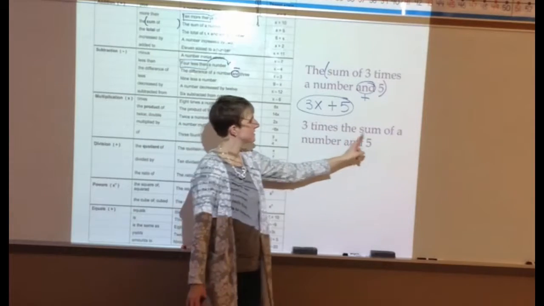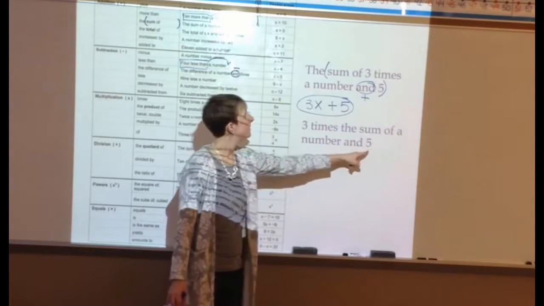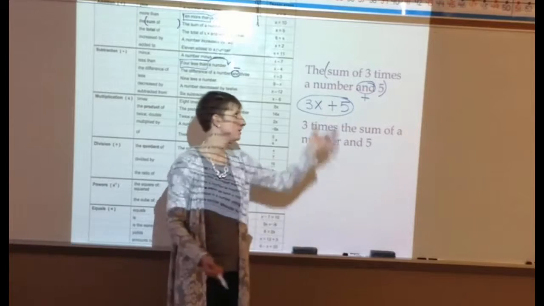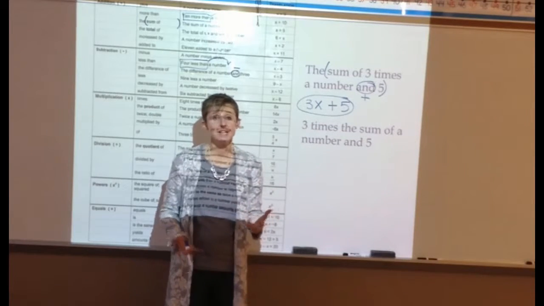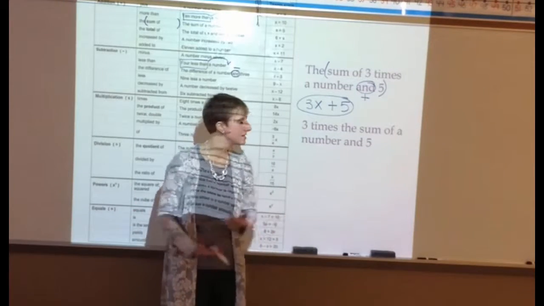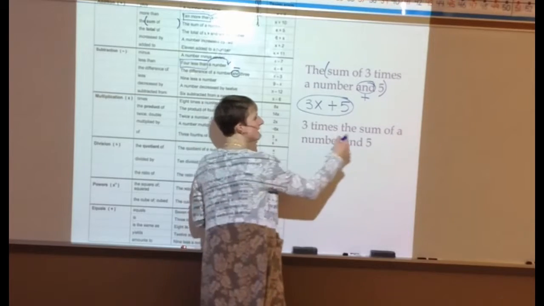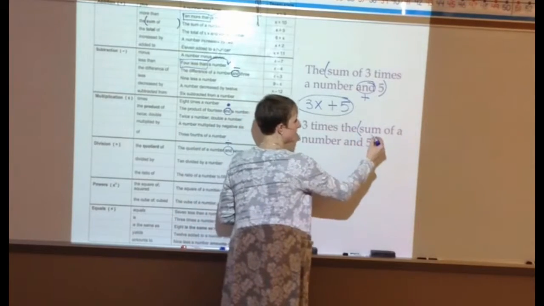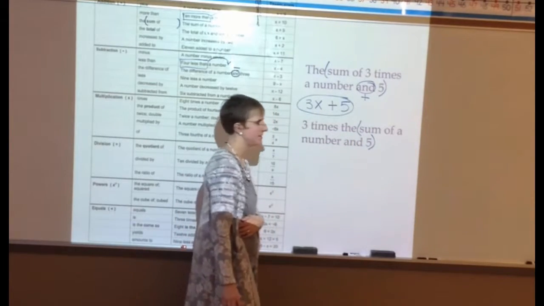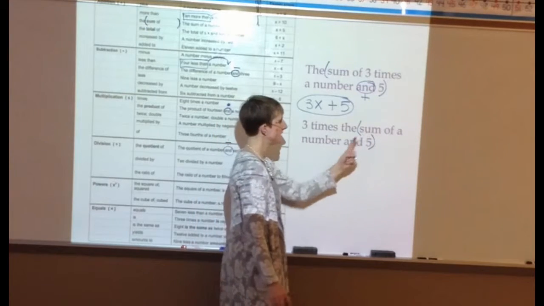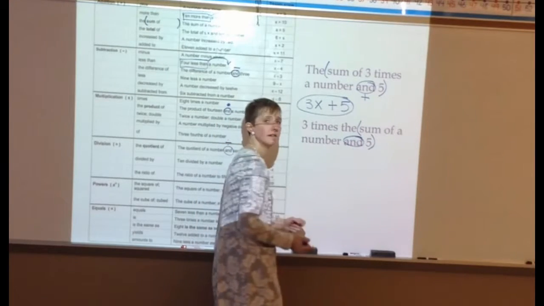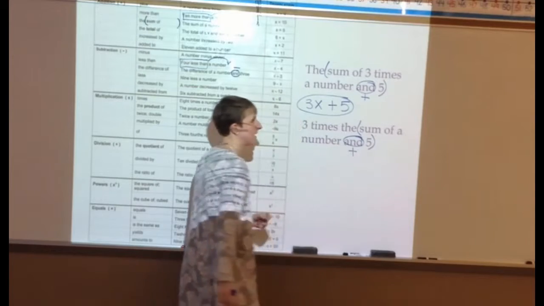So, 3 times the sum of a number and 5. Ms. Kluber, that sounds very similar to the one we just did. You're right, it does. However, the translation is different. So, since I have sum, bring in my parenthesis right by sum, all the way to the end. Since I have sum, I want to focus on that "and." That tells me where to bring in my plus sign.